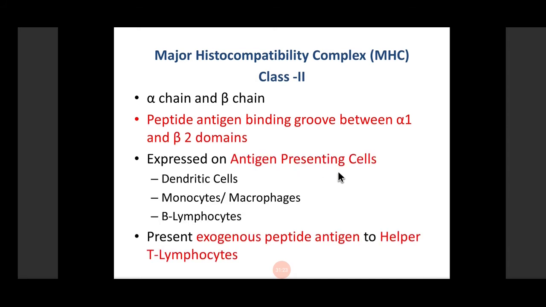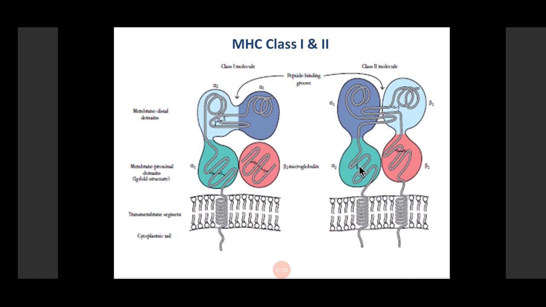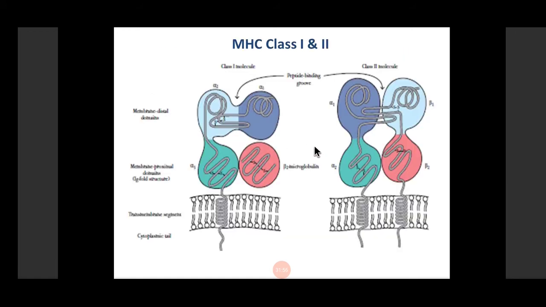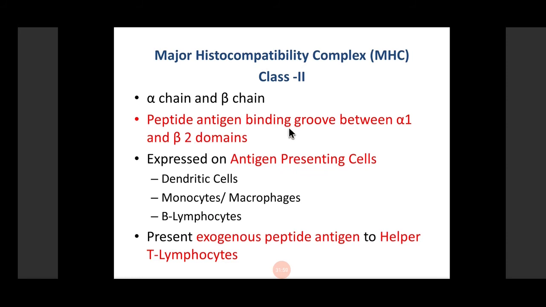Now we come to MHC class 2. MHC class 2 has two chains again, alpha chain and beta chain. Both the chains have two domains each: alpha 1, alpha 2, beta 1, beta 2. And it is the cleft which is formed between the alpha 1 and beta 1 which presents the peptide antigen. Okay, so let's go back. We've got alpha chain, beta chain, and the peptide antigen binding groove is formed between the alpha 1 domain and the beta 1 domain. So it's incorrect, just correct it. It is alpha 1 and beta 1, not beta 2. Okay.